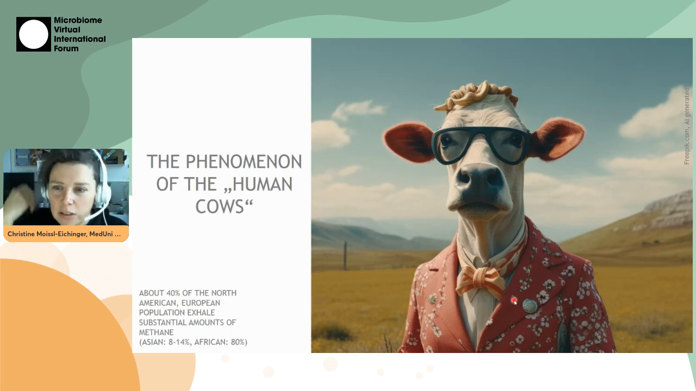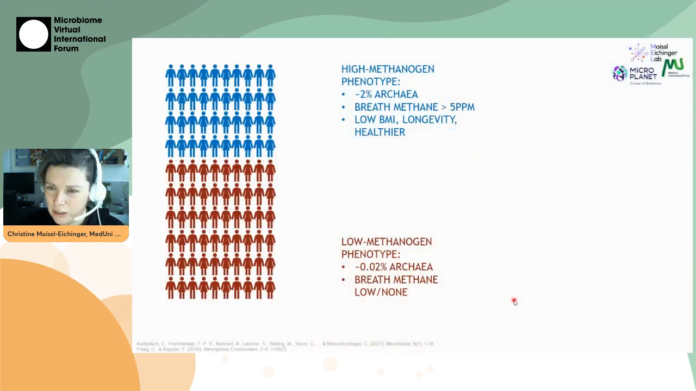And this is interesting because methane is a very specific component to methanogenic archaea. So there is no other bacteria, or microbes, that can actually produce methane. So we wanted to understand what is actually the difference between the human cows and the non-cows. The cows you will see in blue color here.